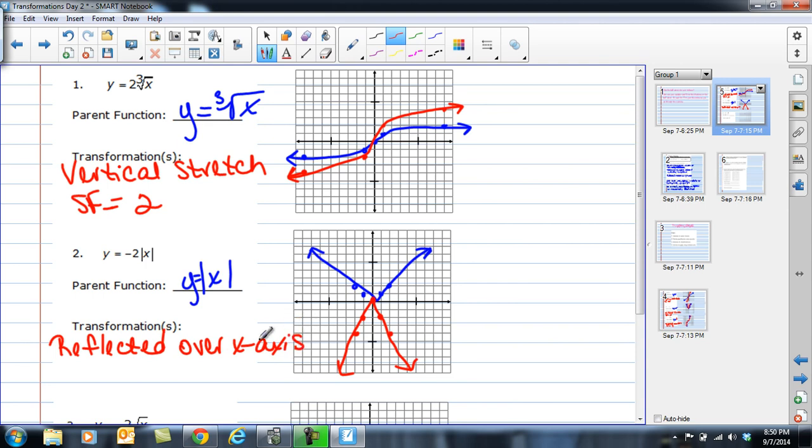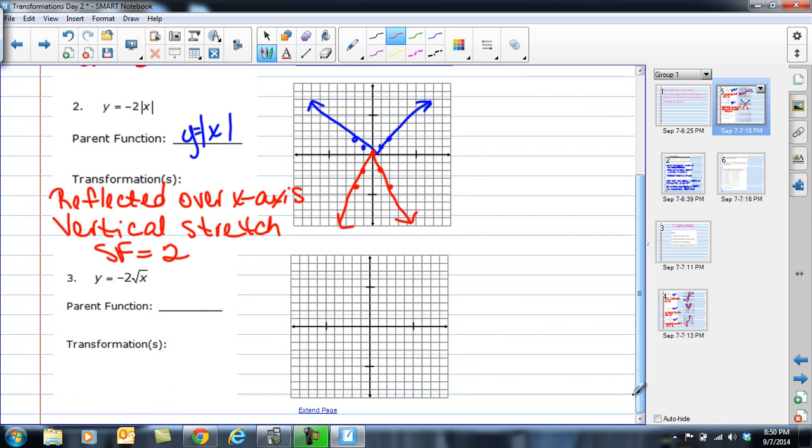And because I have now taken each of these points and I have moved them further away from the x-axis than they were before, it is a vertical stretch. And my scale factor is 2. It's not -2 because the only thing the negative did was reflect it, and we're not going to worry about that. So let's do one last one.